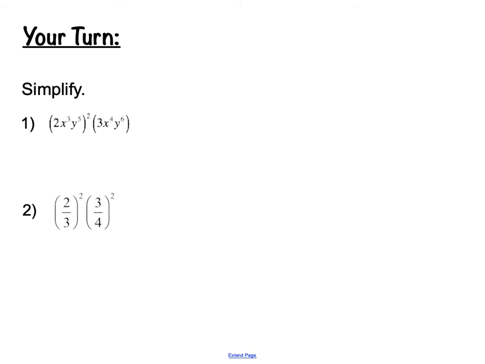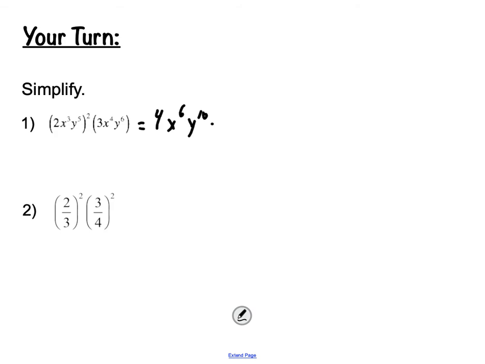All right, so let's go through these. We've got a power to a power here, so let's take everything in here to the second power in the first one. So 2 to the second, there's 4. X to the third to the second, 3 times 2, there's 6. So you get x to the 6. Y to the fifth to the second power there is y to the 10th.